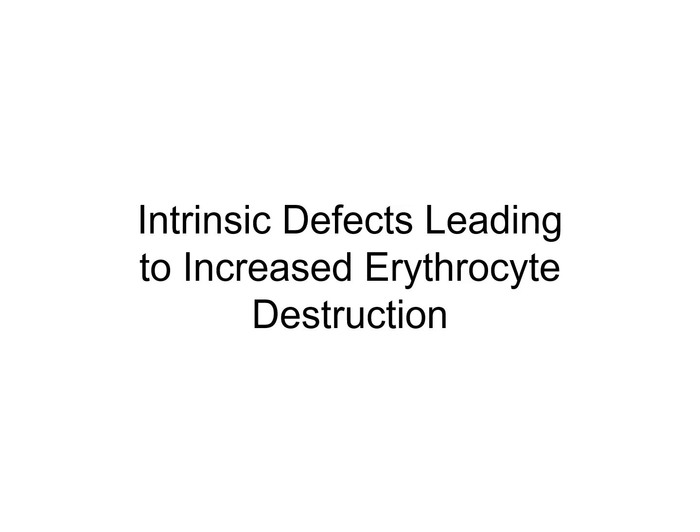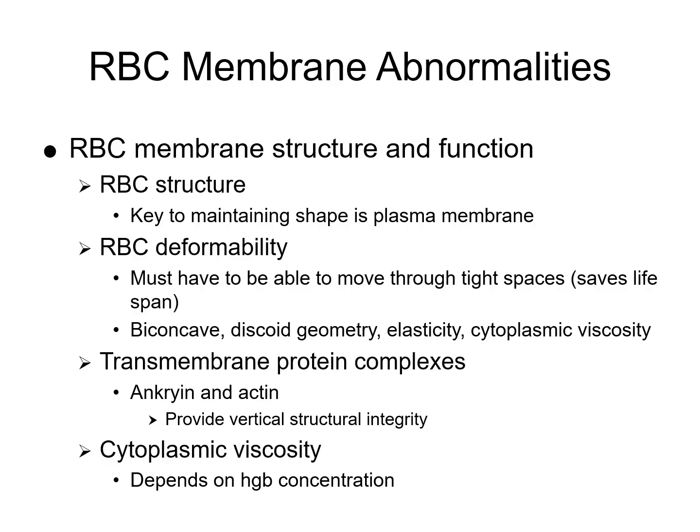Intrinsic defects leading to an increased erythrocyte destruction. The red blood cell structure and its role in the intrinsic defects. So the plasma membrane is key to maintaining the characteristic biconcave shape of the red blood cell.